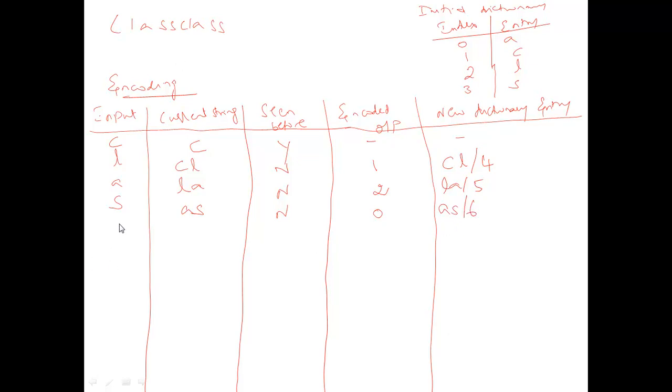Again S is there. Current string is previously unencoded is only S. Current input is also S. Have you seen SS before? No, it is not there till now. So you will write only no. And what you are going to encode? Encoding only the previous unencoded. Previous unencoded is only S, which is in the index 3. So you will write encoded output is 3. And this current string will come in the new dictionary entry. SS will come in the position 7.